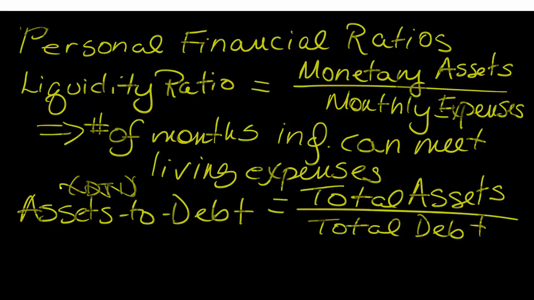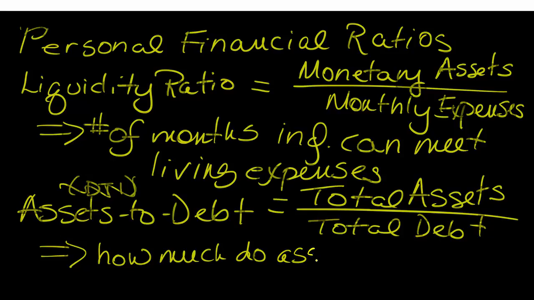And so what this one is telling us is the degree to which our assets exceed or fail to exceed our debt. So, it's just a simple ratio. So how much do our assets exceed debt, or your client's assets? So if you think about this, we want to have more assets than debt. And so you want this number to be greater than 1.